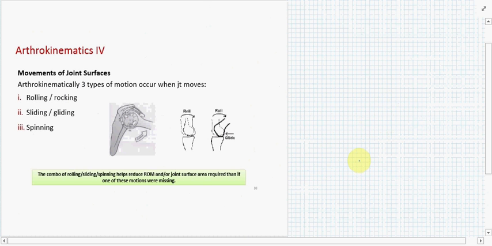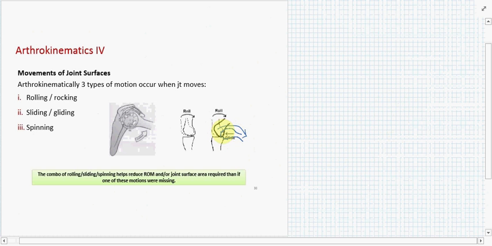So there's three types of motion when it comes to joints. In order to facilitate the motion that you can experience, there is some rolling and rocking. So for example, if you take the knee, if the knee were just to rotate, in essence, it would fall off. If I just redraw this over here, it would almost just roll off.